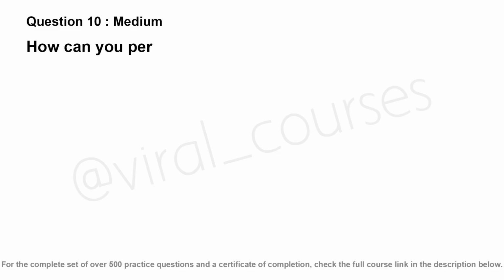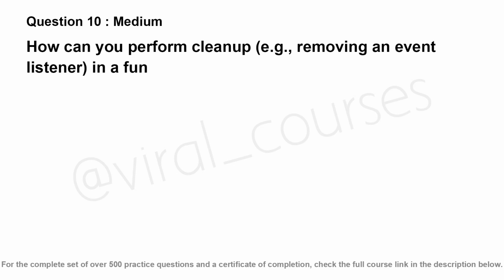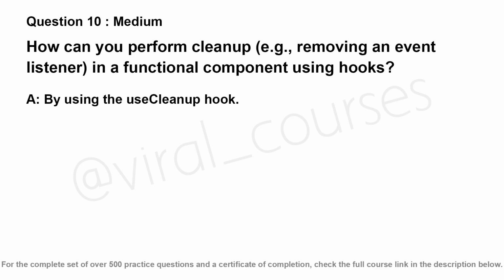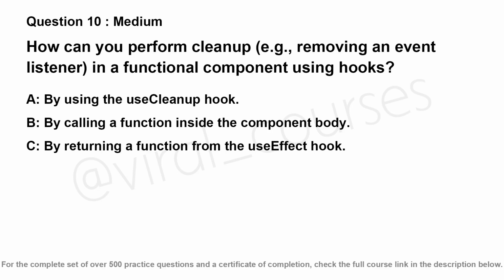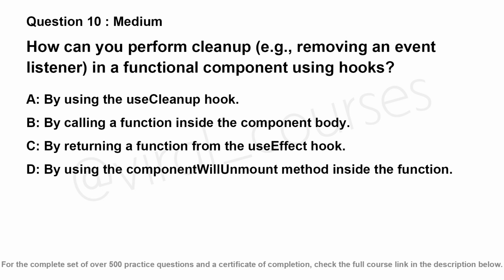How can you perform cleanup, e.g., removing an event listener, in a functional component using hooks? Option A. By using the useCleanup hook. Option B. By calling a function inside the component body. Option C. By returning a function from the useEffect hook. Option D. By using the componentWillUnmount method inside the function.